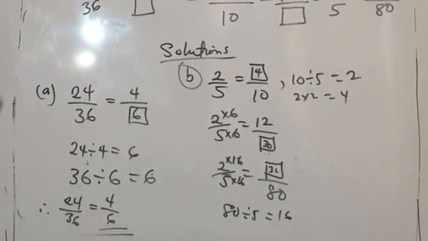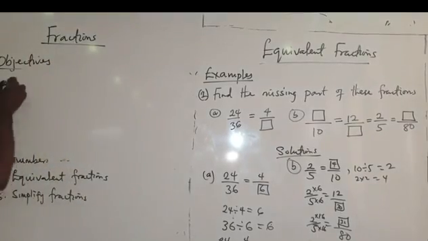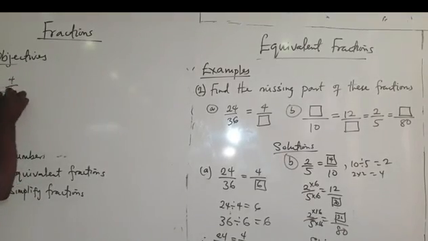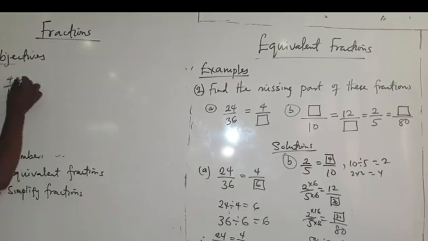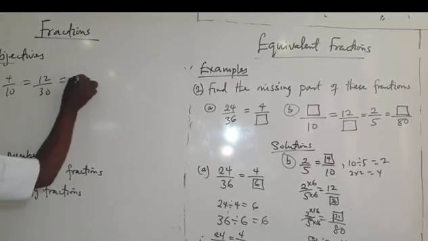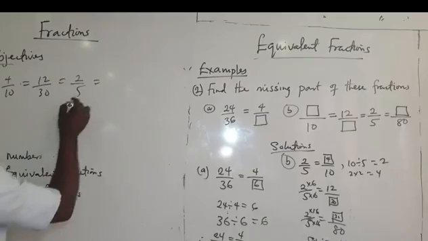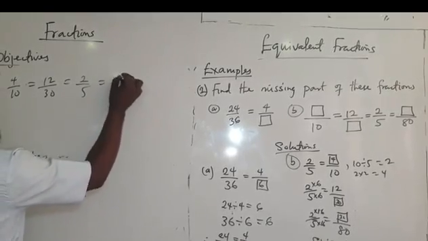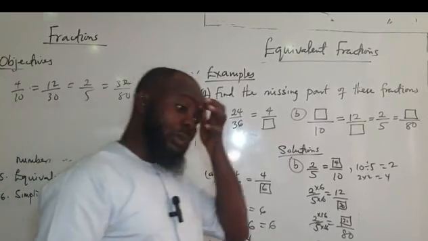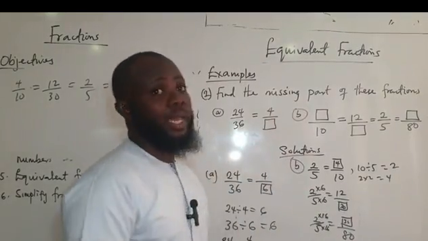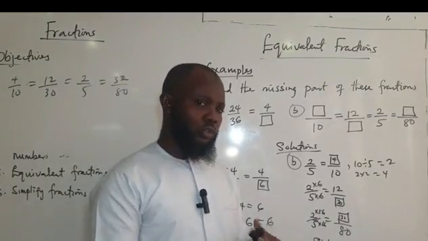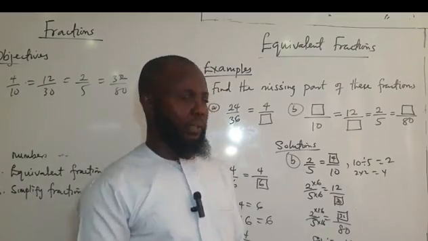Our final answer will then be 10 over 10 minus... will be 4 over 10, then equals 12 over 30, equals 2 over 5, equals 32 over what? 80. So that is how to find that. So that is it on equivalent fractions. You see that either you multiply or you divide when you are finding equivalent fractions. So just go through it again to learn it better.